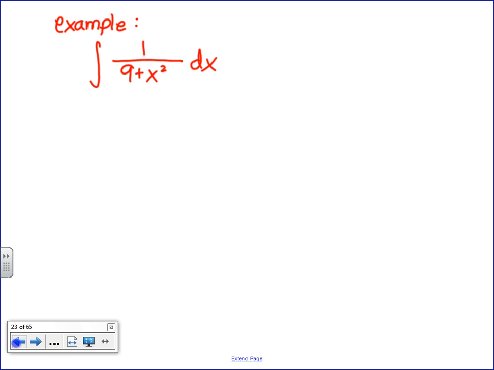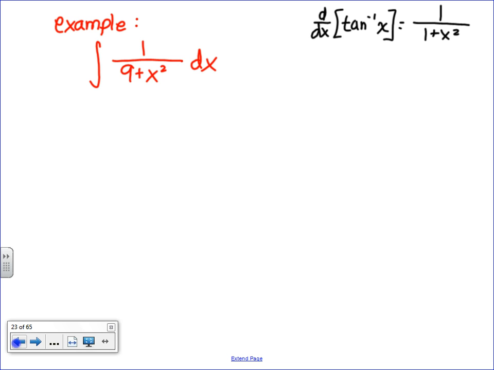Guys, which of the arc trig formulas, if you just think about arc tangent derivative, arc sine derivative, arc cosecant or secant derivative, which one matches this the closest? Arc tangent. If I take the derivative of tangent inverse of x, I get 1 over 1 plus x squared times u prime, but it's just 1. What's different between that and this? There's a 9, which you could think of as an a squared.